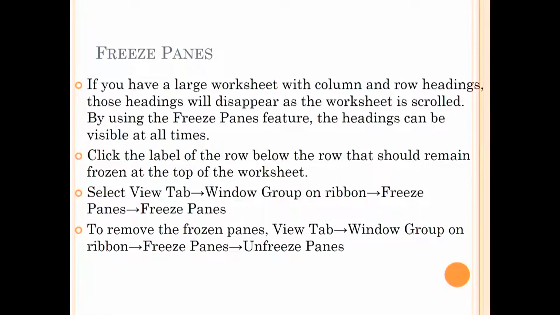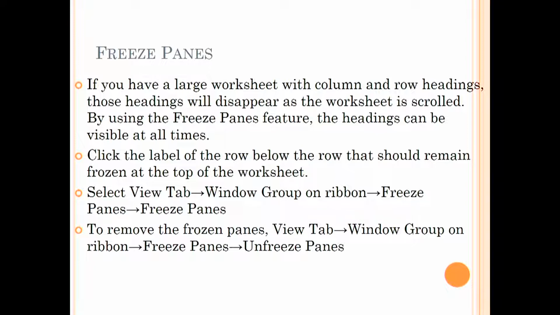Now, freeze panes. If you have a large worksheet with column and row headings, those headings will disappear as the worksheet is scrolled down. So by using the Freeze Panes feature, the headings can be visible at all times. You have to click the label of the row below the row that should remain frozen at the top of the worksheet. For that, you have to select the View tab, Window group on the ribbon, and then Freeze Panes, and you can simply click on Freeze Panes.